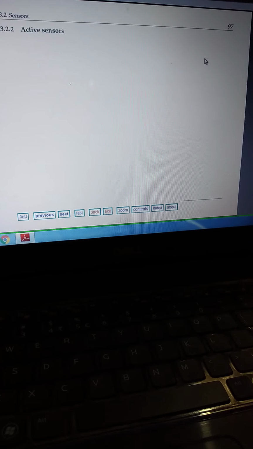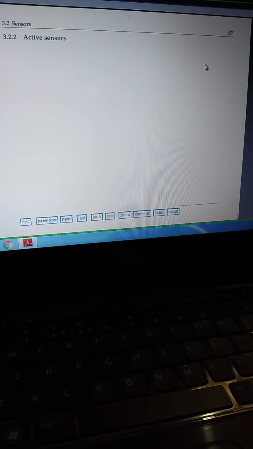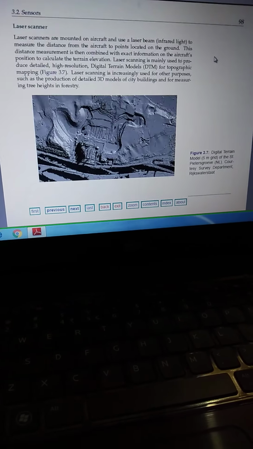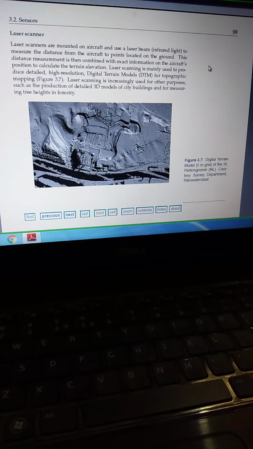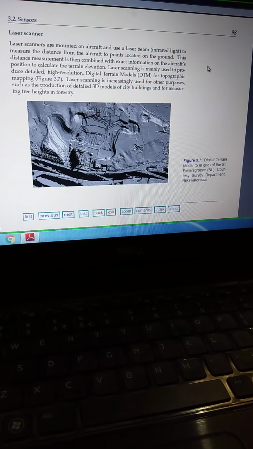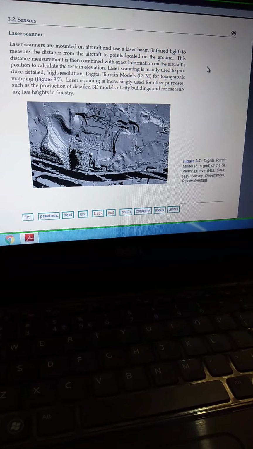Hello students, today we will see different types of active sensors. First, we will start with the laser scanner. What is the full form of laser? We know the full form of laser. The full form of laser is light amplification by stimulated emission of radiation.